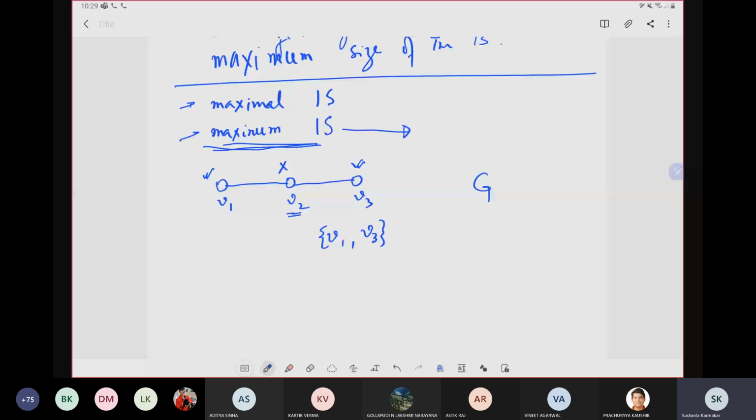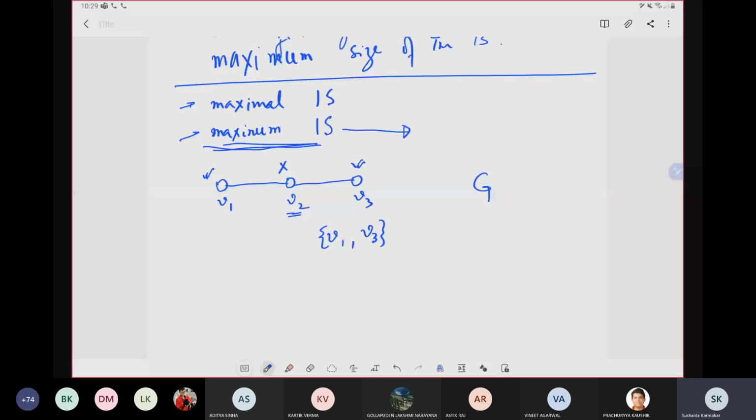Okay, I take this V2, and once I take V2, I cannot take V1 and V3. So therefore, this is another independent set. So what is the maximum? This is the maximum size of 2. This is size 1. This is not of interest.